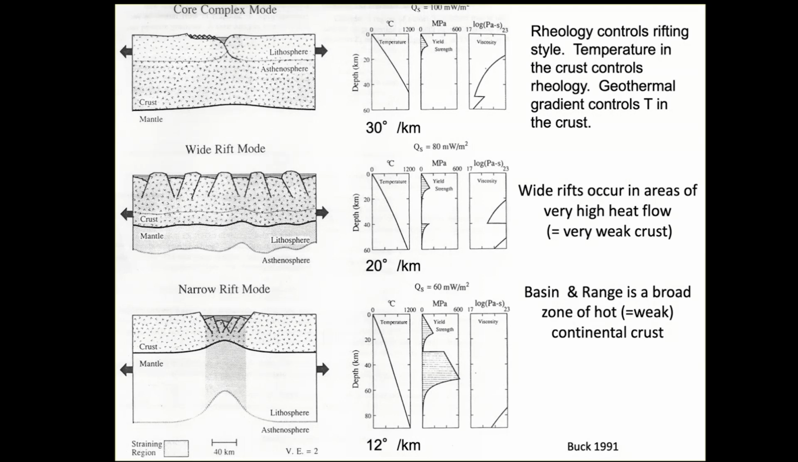width of the rift. So in a nutshell, wide rifts occur in areas of very high heat flow, which is very weak crust and lithosphere. A good example of that is the Basin and Range. It's a broad zone of very hot and weak continental crust.